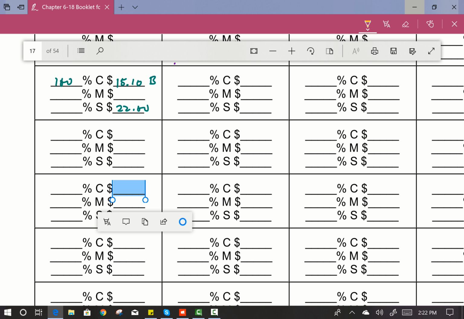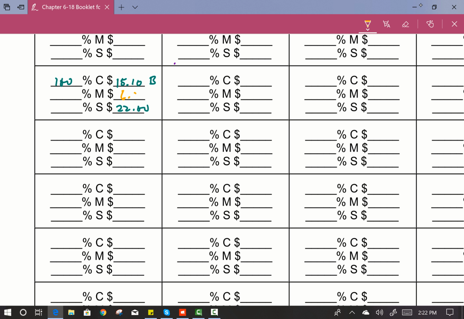And the difference between $15.10 and the selling price of $22 is $6.90. And I want to make that the part, since we're on the right-hand side of the CMS. Go straight across and make this the rate, since this is on the left-hand side of the CMS. And so we have a value for the part, a value for the base, but not one for the rate. So rate is equal to part divided by base.